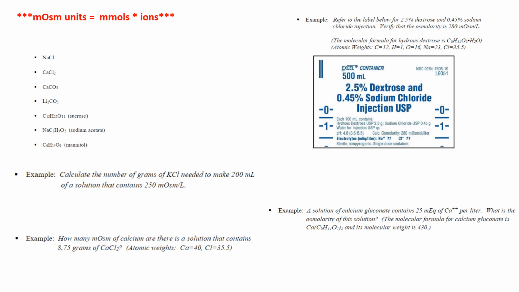Today we're going to be covering everything else that I didn't get to last time that was on the first slide, and we'll start that off with milliosmoles. So you may remember that we finished with milliequivalence last time. The formula for milliequivalence was millimoles times valence. Milliosmoles are different in that it's millimoles times ions. So what does that mean?